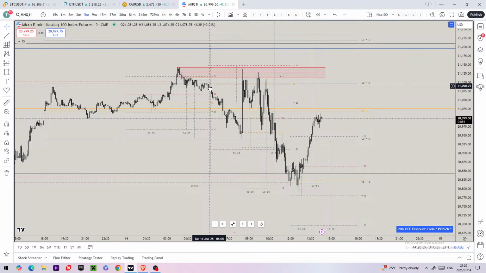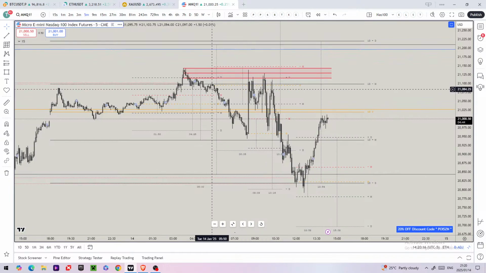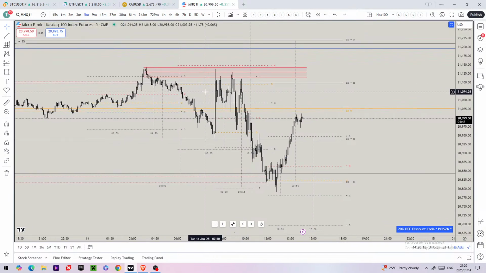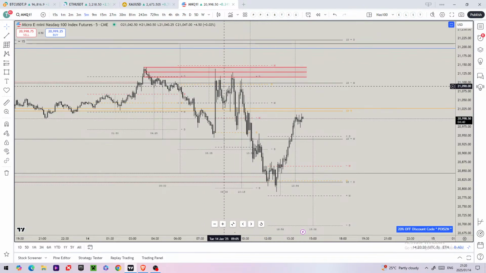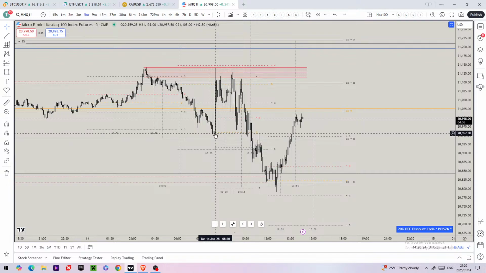We have a 6 a.m. open here. We run one-sided below it. Price comes back to the open. And I'm going to explain why it would tend to do that. Next open we should have is 8:30, right? 8:30 open.